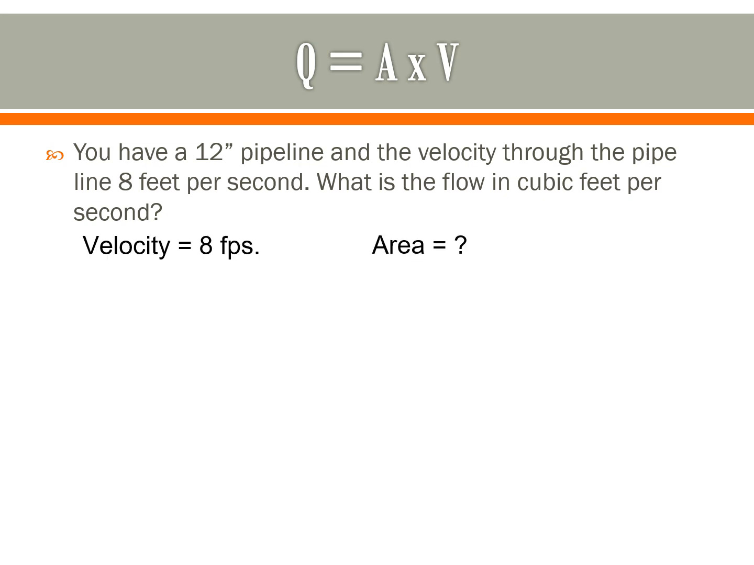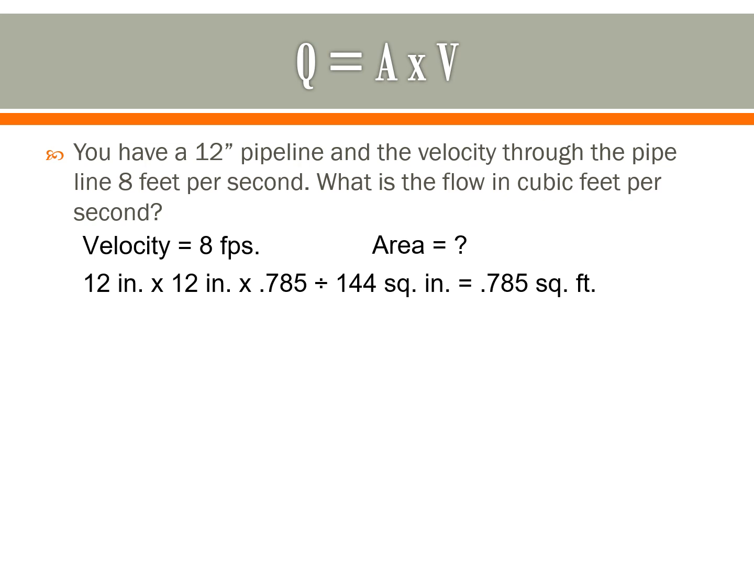So we have to solve for the area first. So to do that, 12 times 0.785 divided by 144 equals 0.785. Some of you may have just taken 1 times 0.785 and you would have gotten 0.785 as well. Either way works. So now you take that 8 feet per second and you multiply that by the area that we have, the 0.785 feet squared, and you get 6.28 cubic feet per second. All right. And that right there would be your answer, right? Because we've asked what is the flow in cubic feet per second.